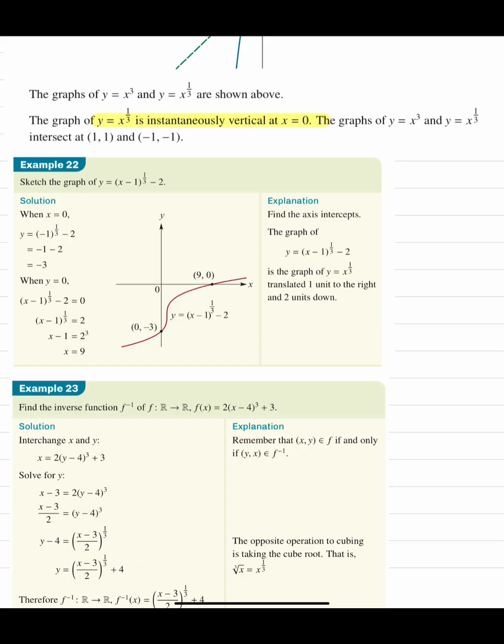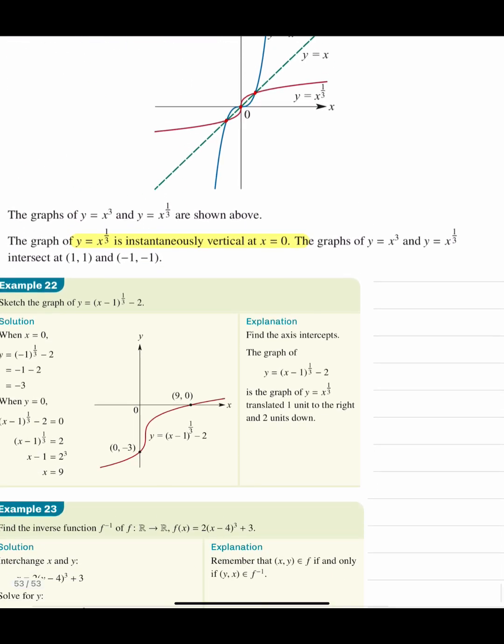Example 22: sketch the graph of y equals (x minus 1) to the power of 1/3 minus 2. You have a few ways to do it. You can either sketch its original and then do the reflection. But if you're familiar with the shape of the original, you think, well, the original cubic looks this way, the simple cubic. So the inverse will be going this way, right?